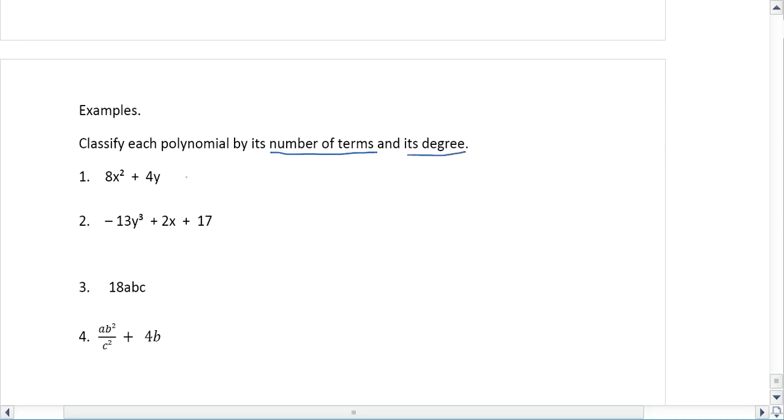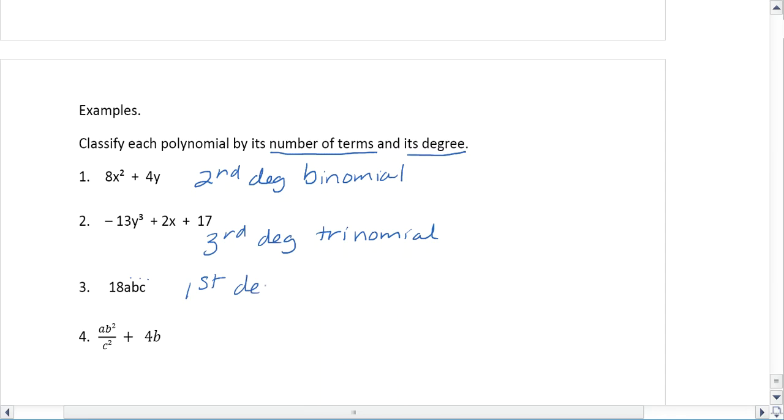So this first example, of course, the highest exponent is a 2, so we would say it's a 2nd degree. And since there's two terms, this is a binomial. So it's a second degree binomial. Number two, the highest exponent is a 3, so we'd call this a third degree. And this one happens to have three terms, so it is called a trinomial. And example number 3, all of these letters have an exponent of 1. So this is just a first degree. And of course, it's just one term because it's all connected by multiplying. So this is called a monomial.